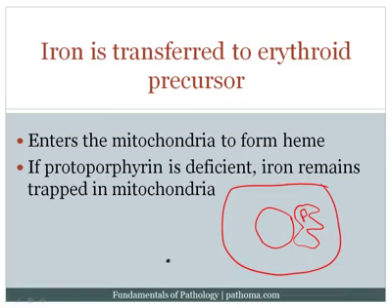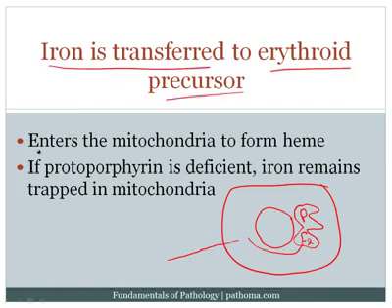At the same time, iron comes from the bone marrow macrophages, is transferred to the erythroblast, the cell that's producing the red blood cells, and then iron also gets transferred to the mitochondria. And when iron and protoporphyrin meet in the mitochondria, iron then gets bound to protoporphyrin, and that's what creates heme. All right, and so that's what I'm saying here, is that iron is transferred to the erythroid precursor, it enters the mitochondria to form heme.